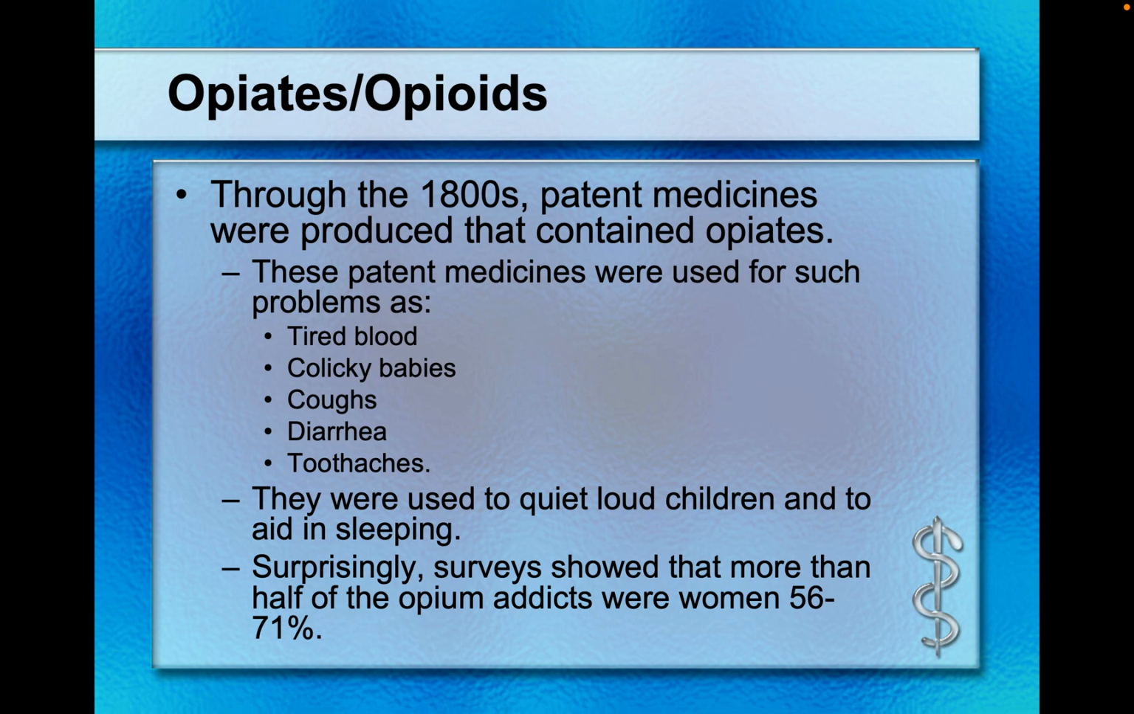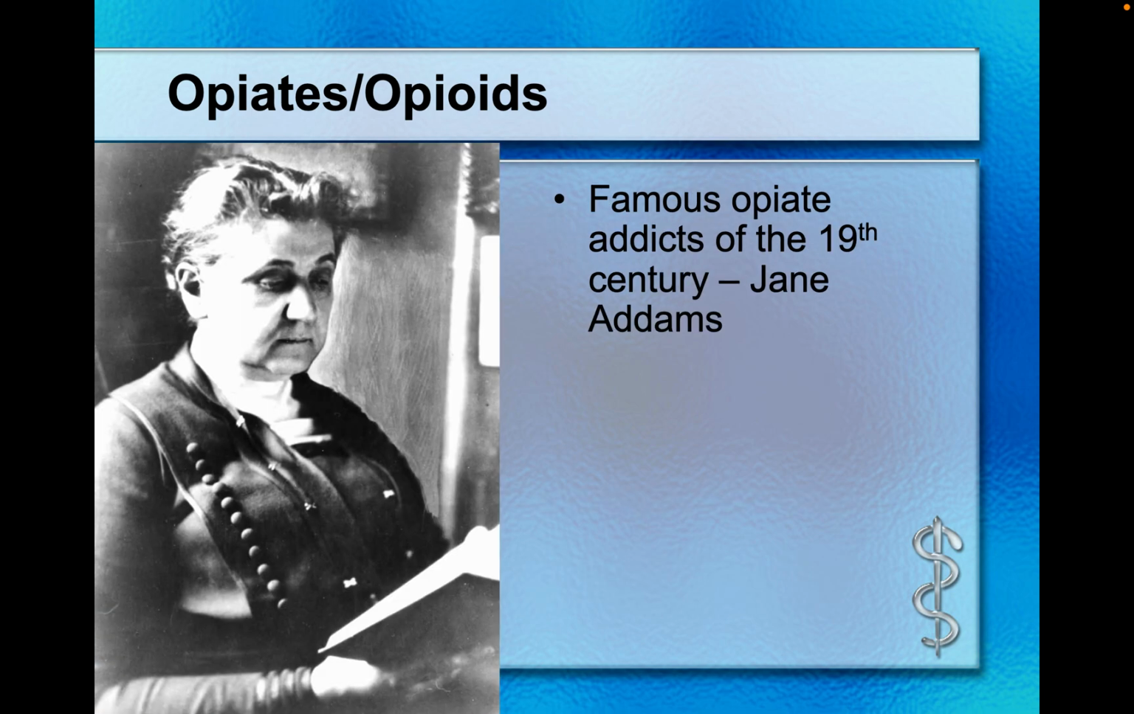Surprisingly, surveys showed that more than half the opium addicts were women, between 56 and 71% of all the addicts. Why? Because they used this for all their problems: depression, painful menses, whatever their problem might potentially be. And of course, more women were opium addicts than men.